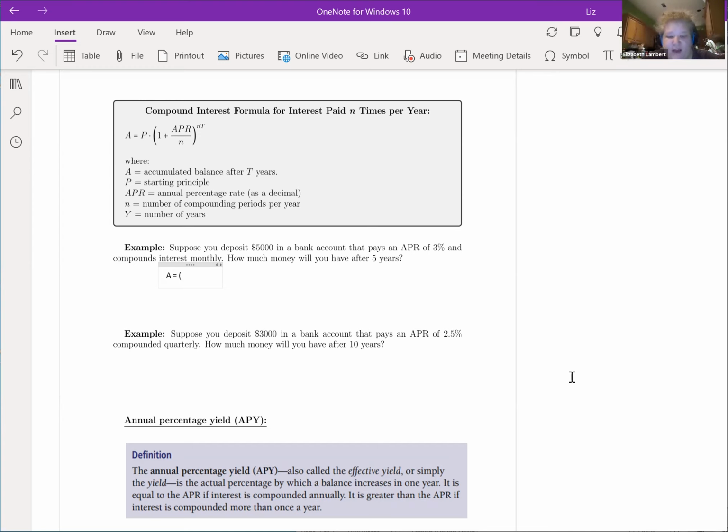So now that 5,000 times, we still have the 1 plus, now our APR is 3%, so 0.03 divided by monthly. So there are 12 months in a year. And then that crazy mess is raised to the 12 times 5 years. So that is going to grow to $5,800 and change.